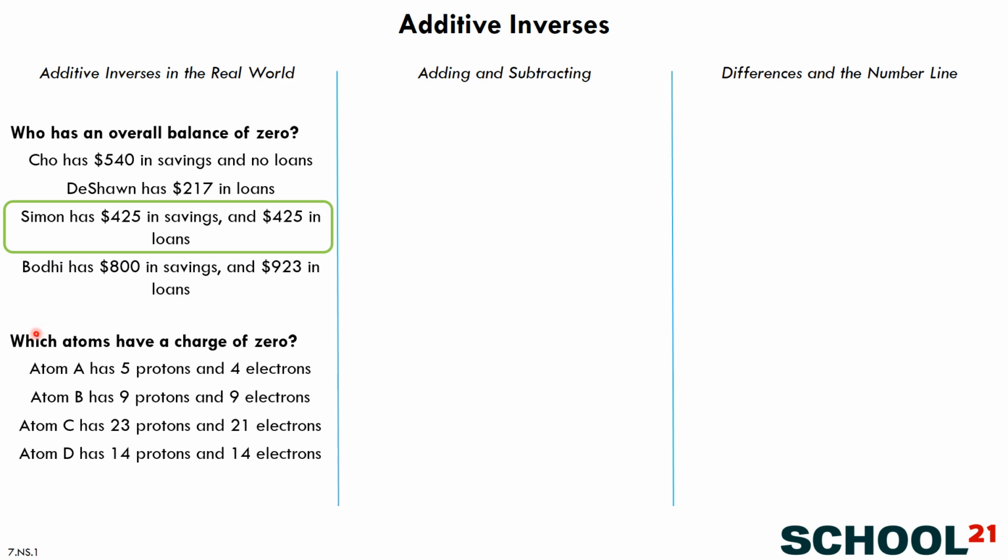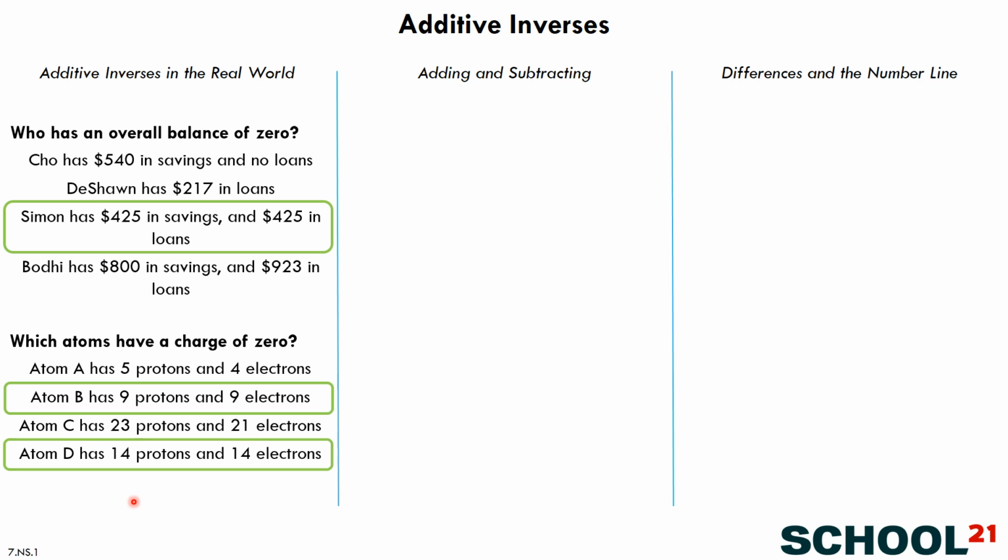Atom A has 5 protons and 4 electrons, atom B has 9 and 9, atom C has 23 and 21, and atom D has 14 protons and 14 electrons. So which one or ones of these have a total charge of 0? Atom D and atom B. Good, so we'll circle both of those.